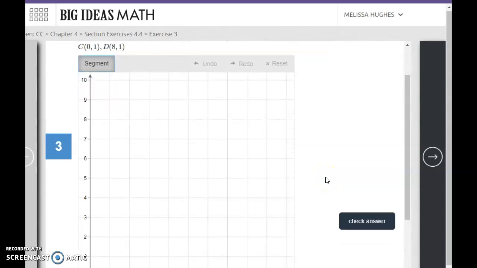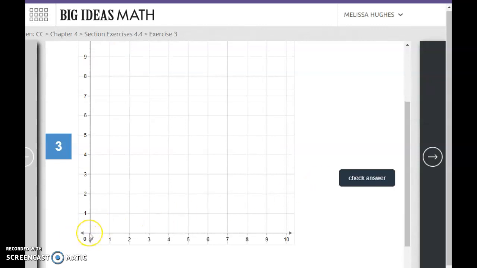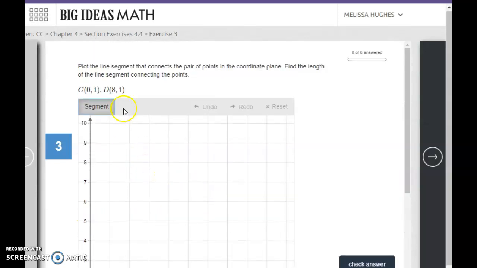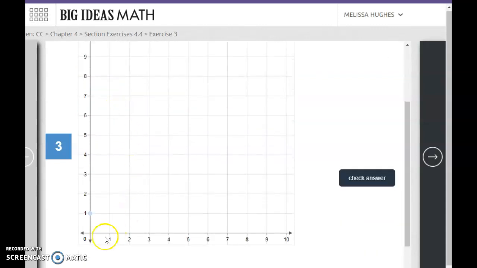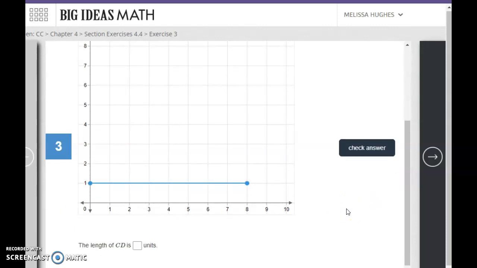So the first ordered pair I need to graph is 0, 1, which means I don't move any right or left, and I go up 1, so my first point would go right there. Second point I need to graph is 8, 1. So that means I move to the right 8, and then I move up 1. And when I click that dot, it makes the line there like I need for the line segment.